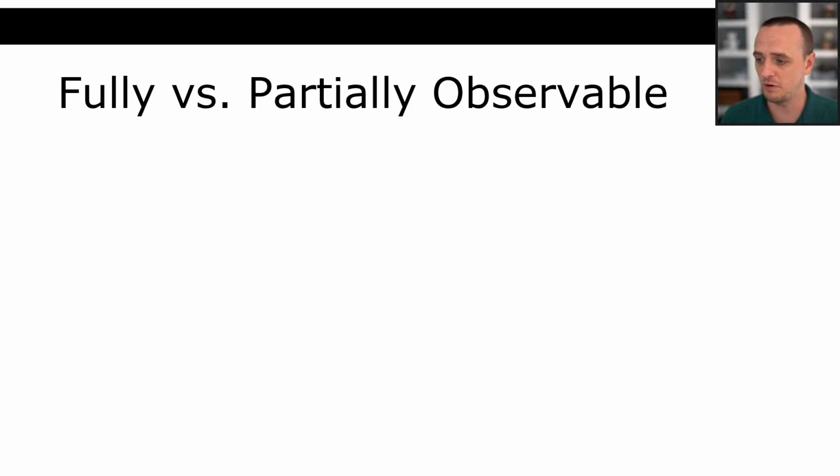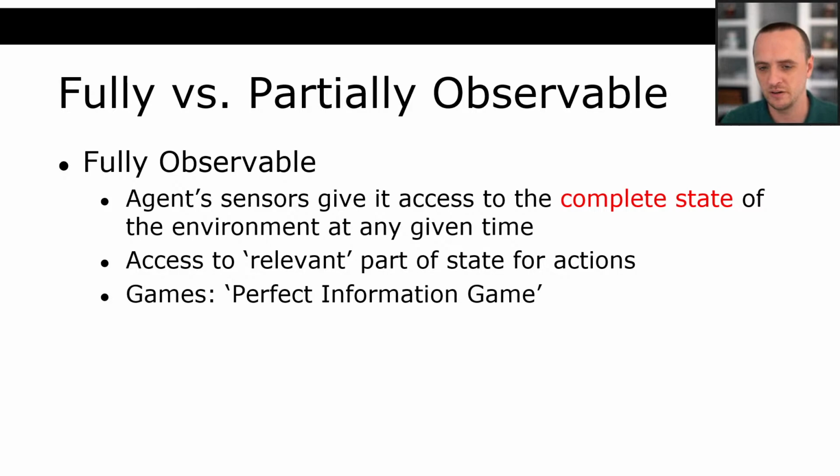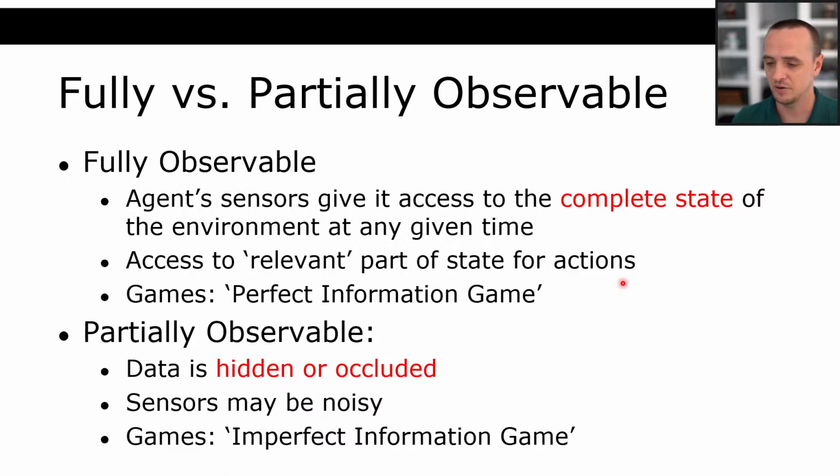All right. So fully versus partially observable. This is the first property of environments that we're going to talk about. What does fully observable mean? Fully observable environments mean that the agent's sensors give it access to the complete state of the environment at any given time. So you have access to the relevant part of the state for actions. If this is a game and you read a game AI paper, these will be called perfect information games, when you can see the entire state of the board. So chess, checkers, Go, but StarCraft is not that, okay? League of Legends is not that. Counter-Strike is not that. Those are partially observable games. Some of the data is hidden or occluded from one or more of the agents in the games.